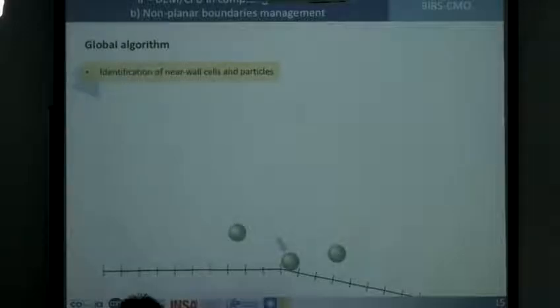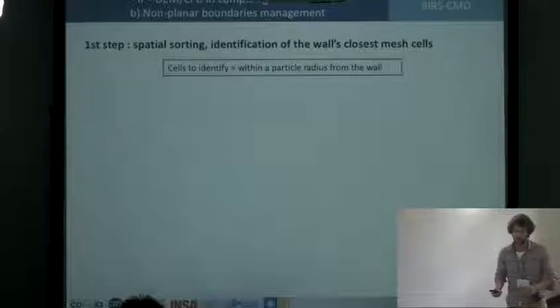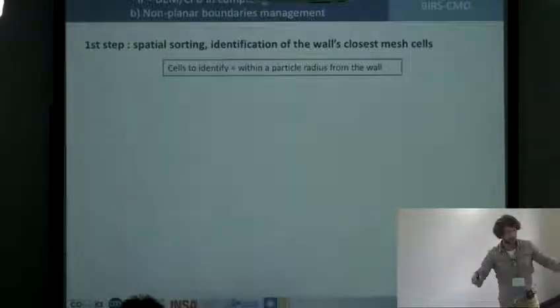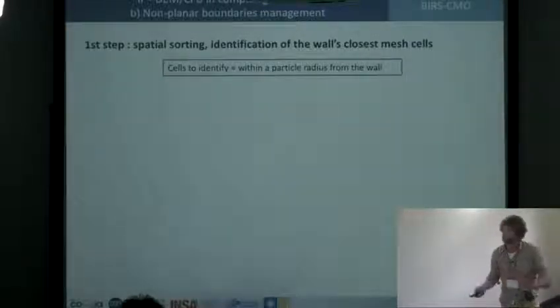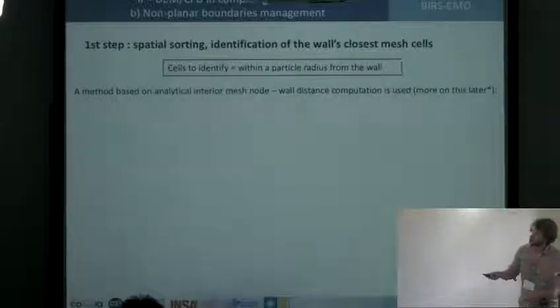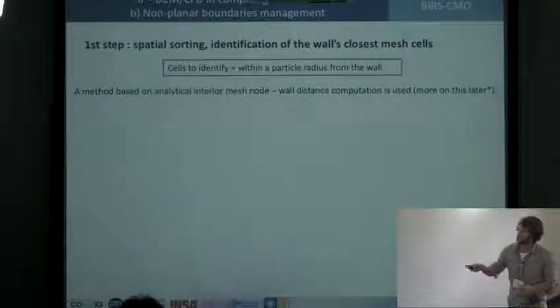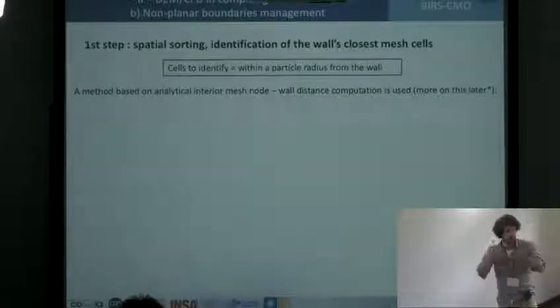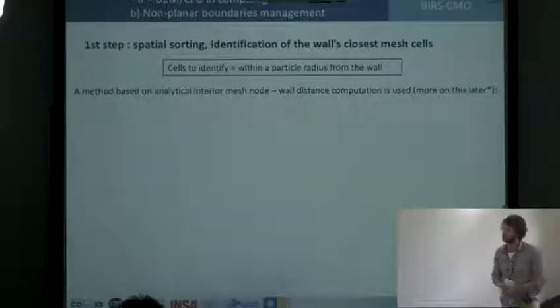So here is an extension of the 1D case I've shown you just before. Basically, what we have to do is first identify the particles that are located very near the wall. To do that, you can simply identify the mesh cells that are very close to the wall. In fact, the cells that you need to identify are finally those that are within a particle radius from the wall and nothing more. So we use an analytical method to provide any interior mesh node to wall distance in an analytical fashion.